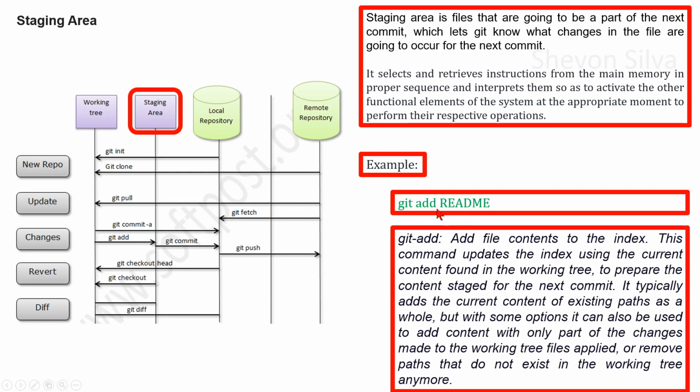As an example, we can consider this git add readme. Git add file contents to the index. This command updates the index using the current content found in the working tree to prepare the content staged for the next commit. It typically adds the current content of existing paths as a whole, but with some options, it can also be used to add content with only part of the changes made to the working directory files applied, or remove paths that do not exist in the working tree anymore.